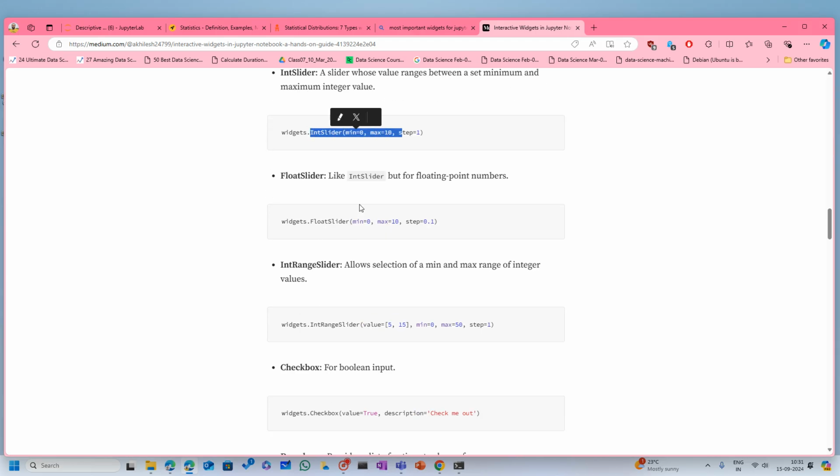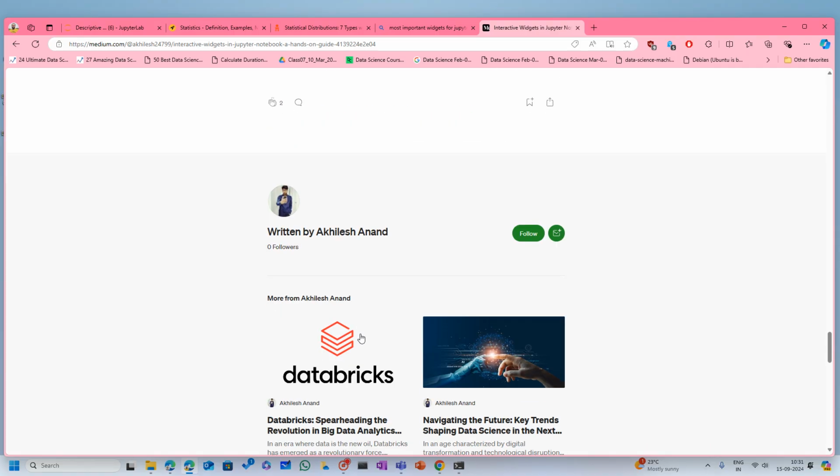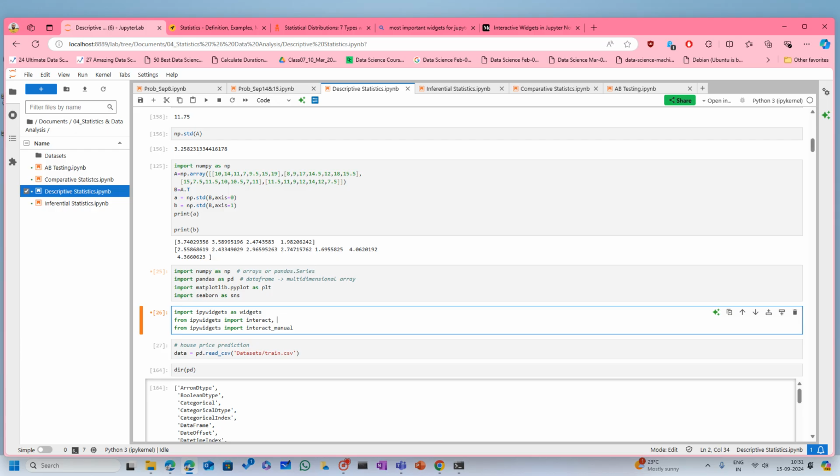Likewise, you can add sliders, float sliders, check boxes, whatever you want, you can add. A lot of them are there, so you can explore on that. I will leave it up to you. So for now, I'm using only interact and interact manual.